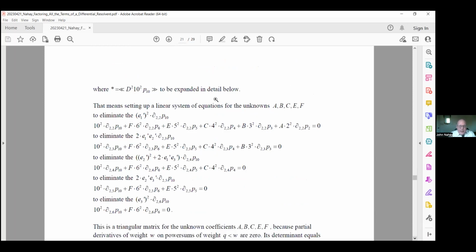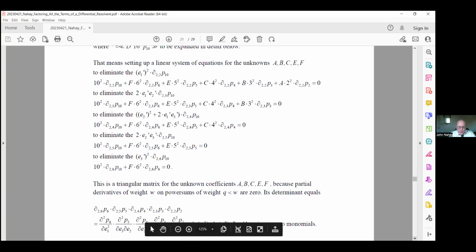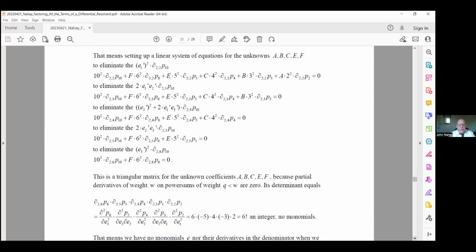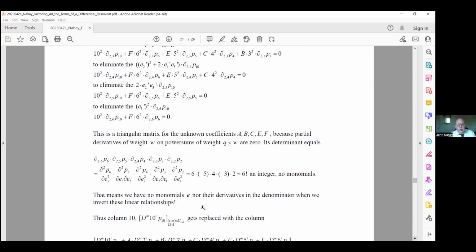And you end up with a system of 5 unknowns, and you solve for them. It's a triangular matrix for these unknowns. And because the partial derivatives of weight W, where Q is less than W, are 0, its determinant equals an integer, meaning you've got no monomials in the denominator.